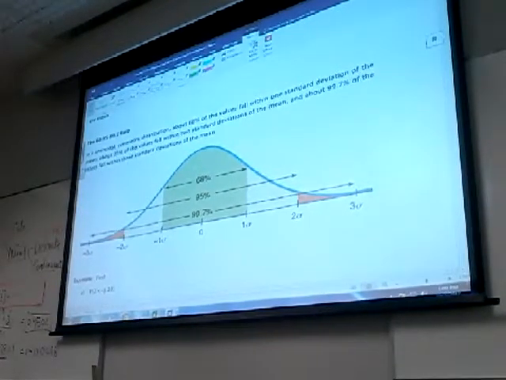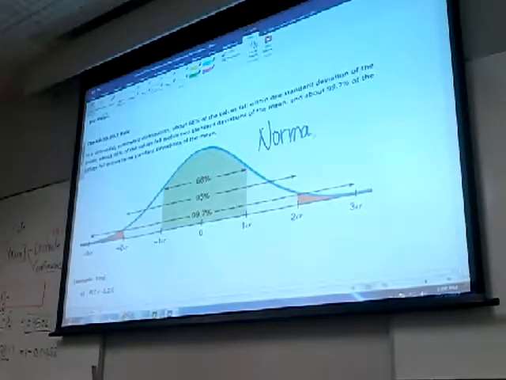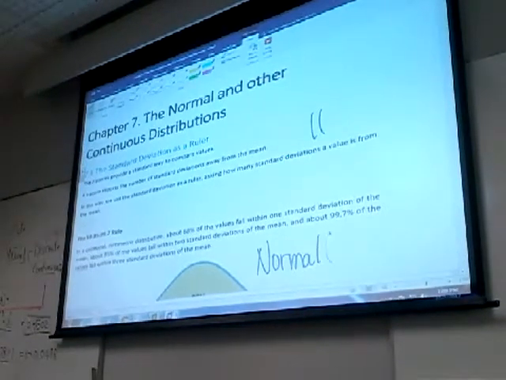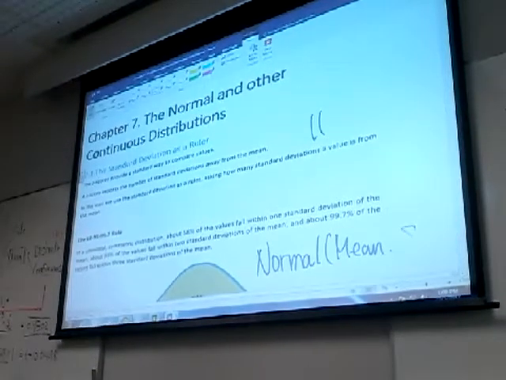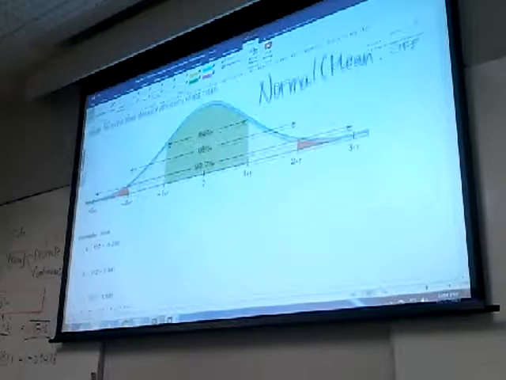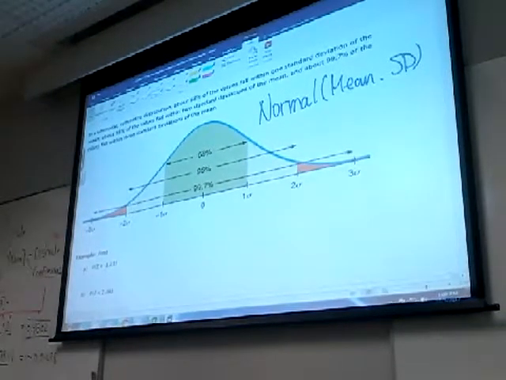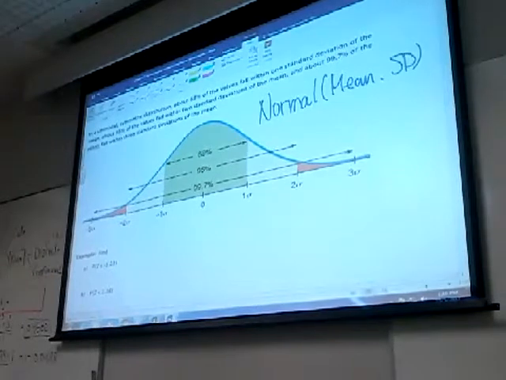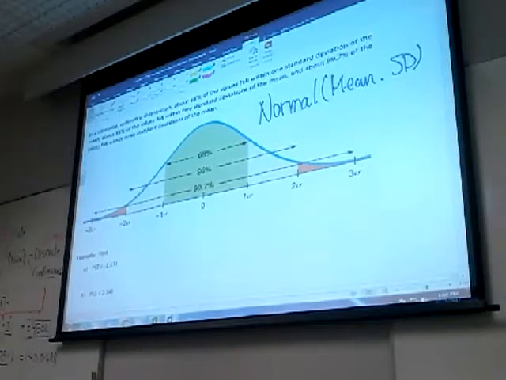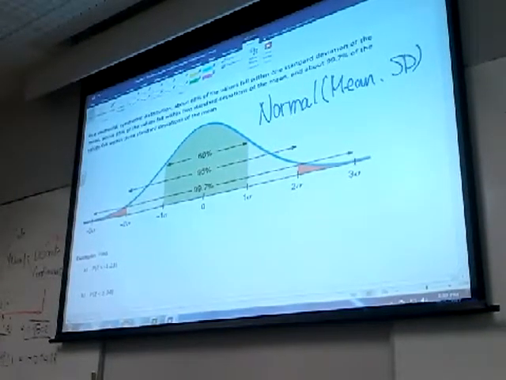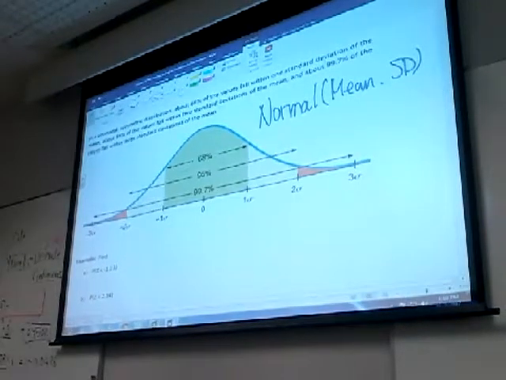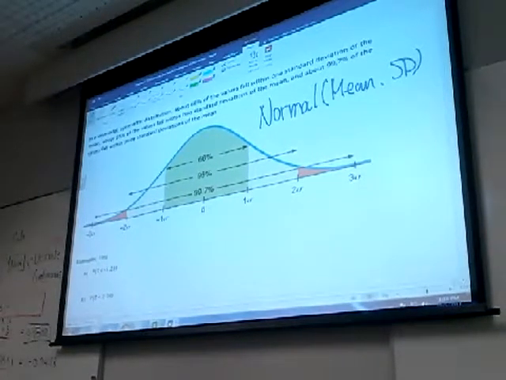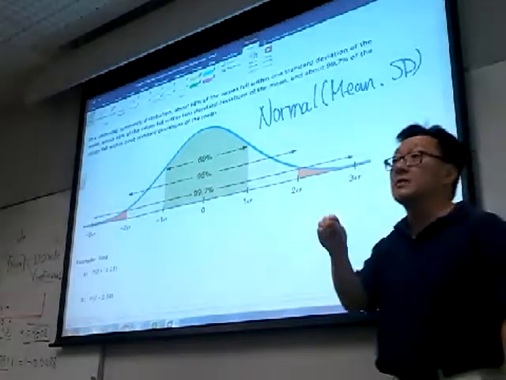The normal distribution needs the mean and standard deviation. Binomial needed n and p: number of independent trials and probability of success. Poisson needed only lambda. Lambda was the mean. The normal distribution needs the mean and the standard deviation.